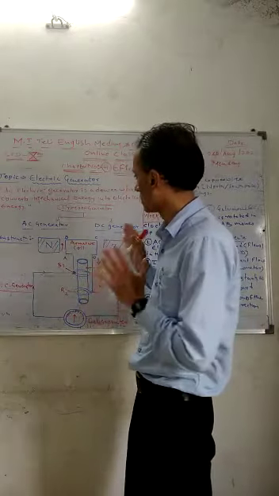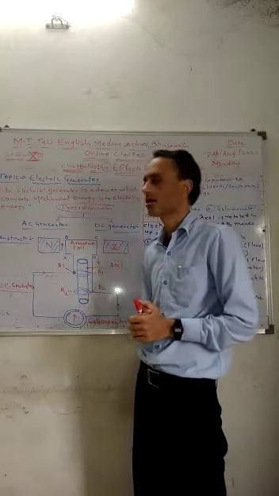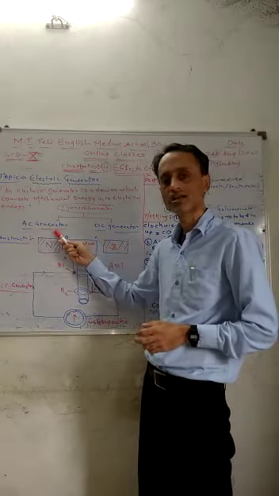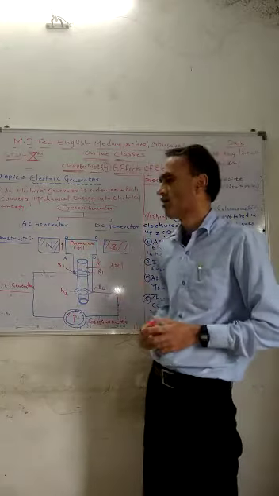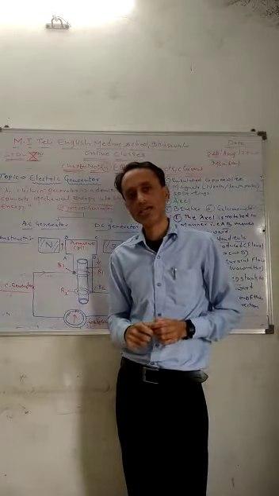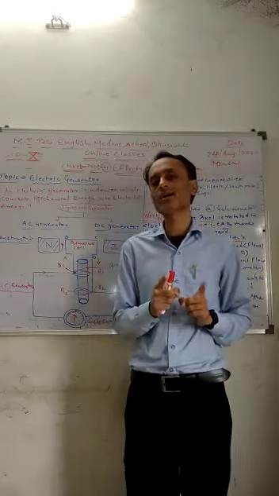So we will study today the basic types of electric generator. There are two types of electric generator, that is AC generator and DC generator. What is the full form of them now? AC means alternating current, AC generator, and DC direct current generator.